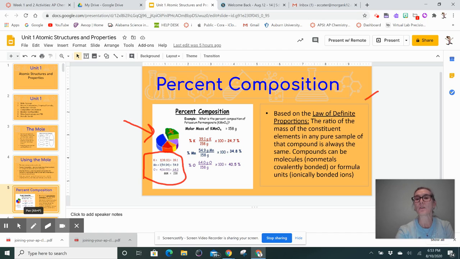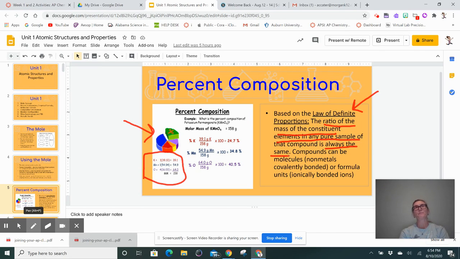Remember, this is based on the law of definite proportions, which says that the ratio of the mass of constituent elements in any pure sample is always going to be the same. So potassium permanganate, KMnO4, is always KMnO4. It's always going to be 24.7% potassium, 34.8% manganese, and 40.5% oxygen. Definite proportions says the ratio of the mass of the elements in any pure sample is always the same.